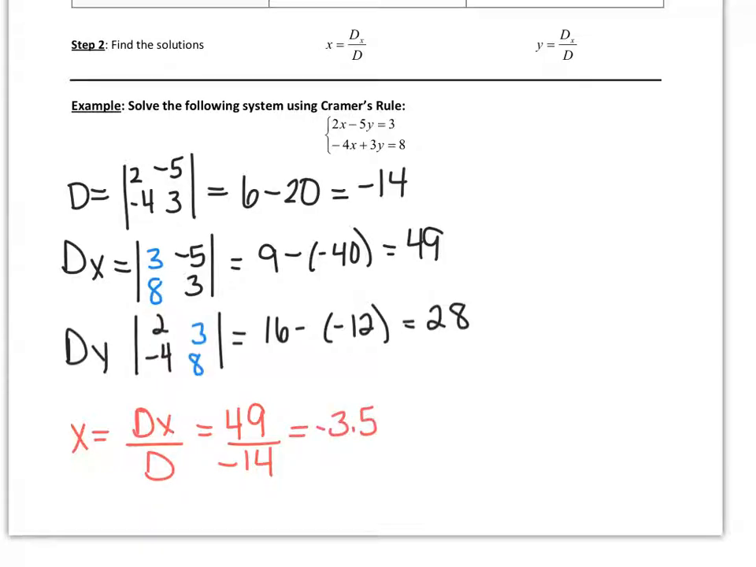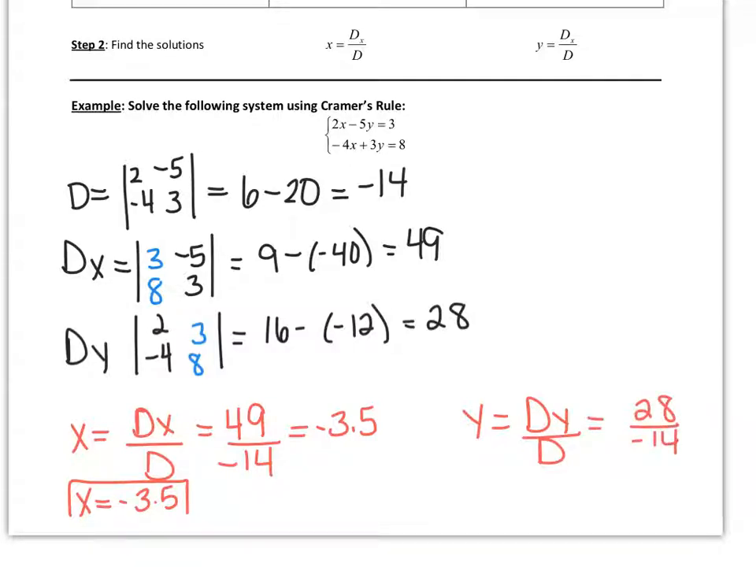And then if I want to find the y value, so x equals negative 3.5, I'm going to take d of y and divide it by d. So the y value is d of y over d. So d of y is 28 over negative 14, so the y value is negative 2.